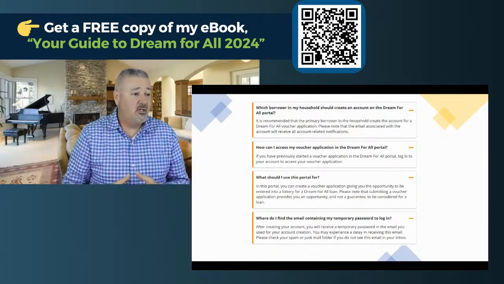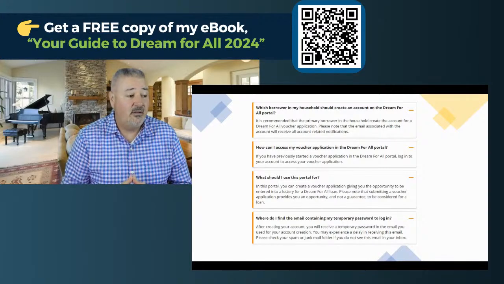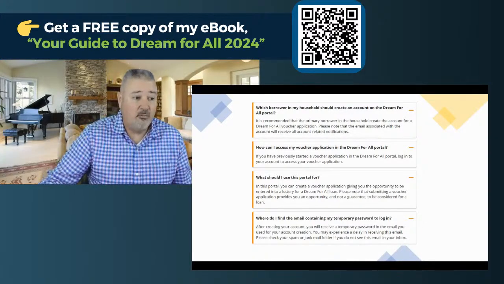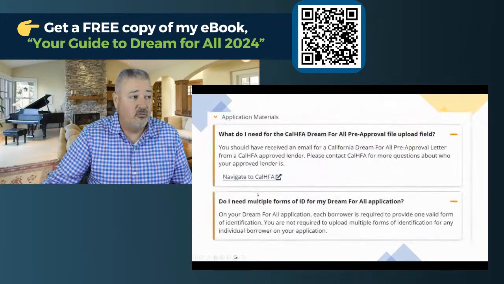And then the fourth question here, where do I find the email containing my temporary password? It gets emailed to you. There was a little bit of a delay. Double check your spam folders. Obviously, that stuff is pretty straightforward.